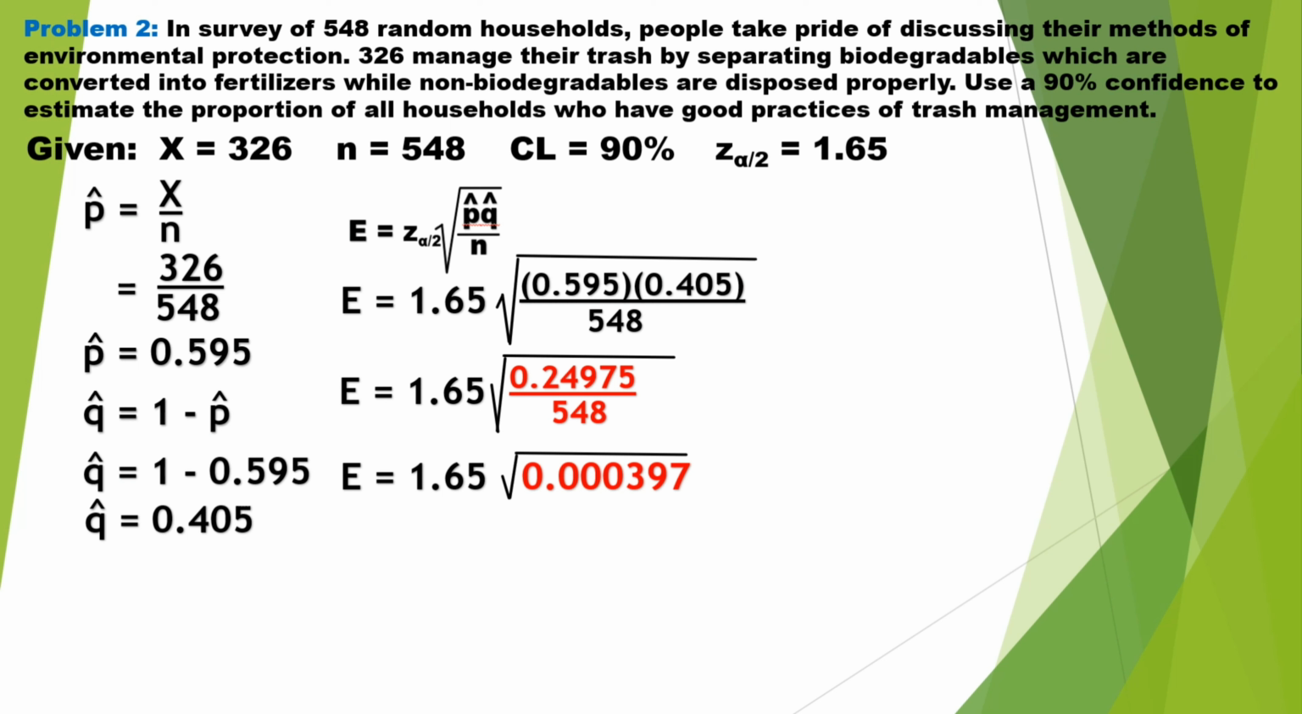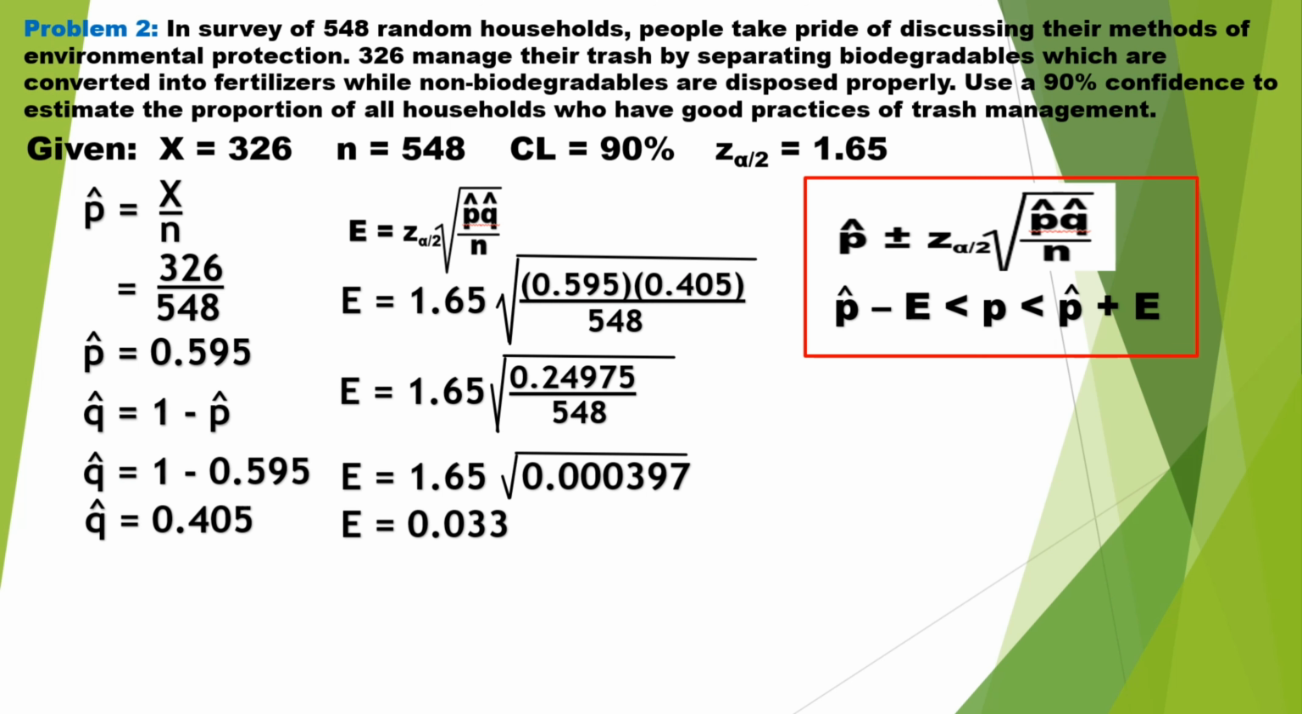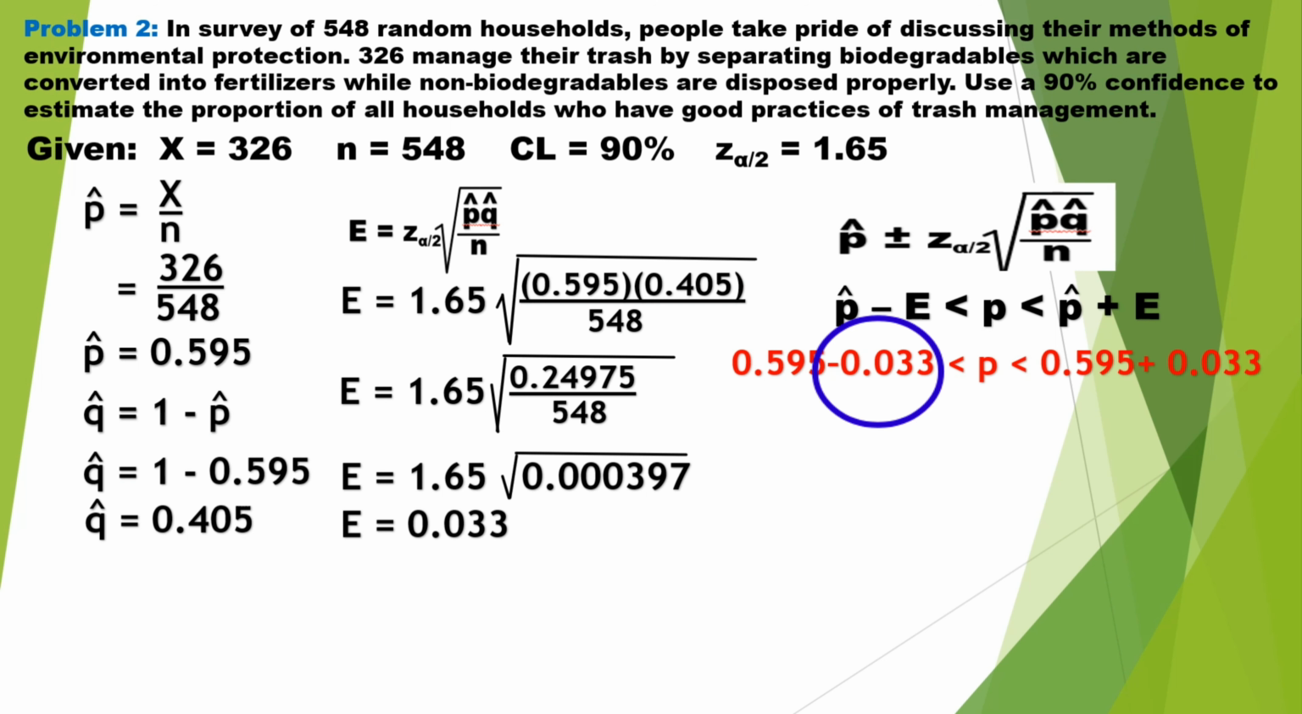0.000397. Next, multiply 1.65 by the square root of 0.000397. Its product is 0.033. And that is the maximum and minimum error. After solving the maximum error, we are now ready to solve for the interval estimates. What we will do next is subtract 0.033 to the left side to get the lower limit, and add 0.033 to the right side in order to get the upper limit.